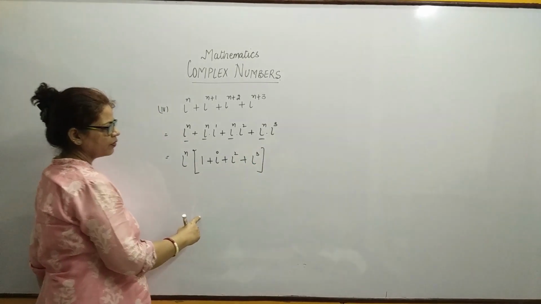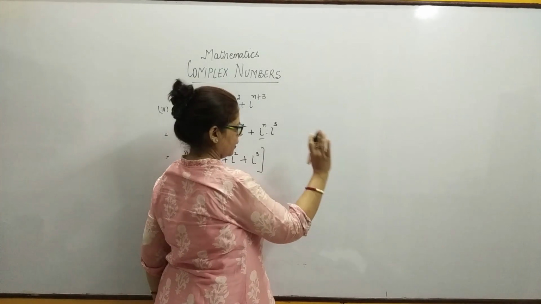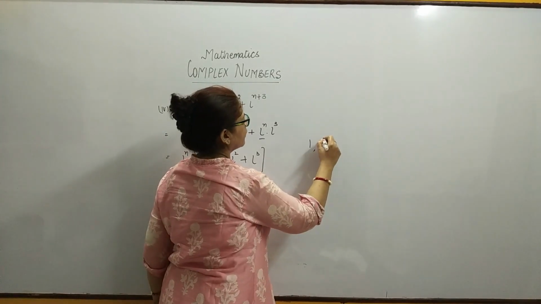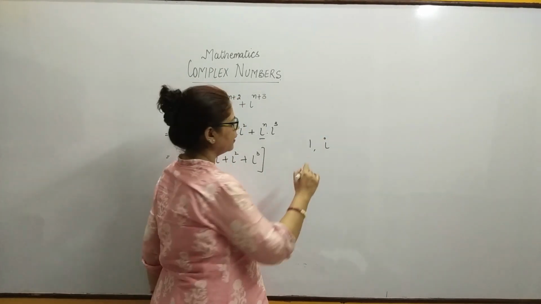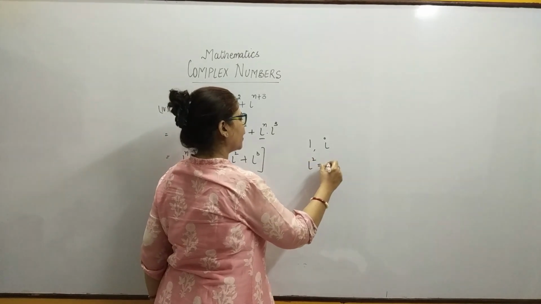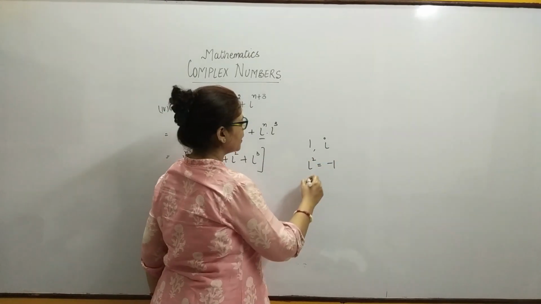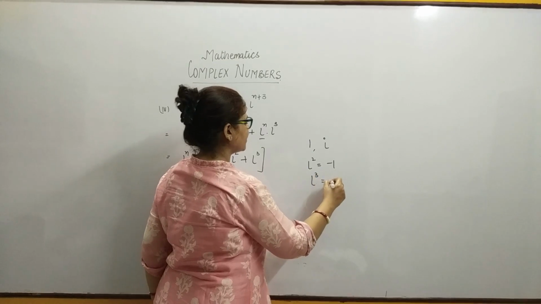Now you remember very well that 1 is 1, i is i. We cannot simplify that, but we can simplify i square. It can be written as minus 1 and i cube can be written as minus i.